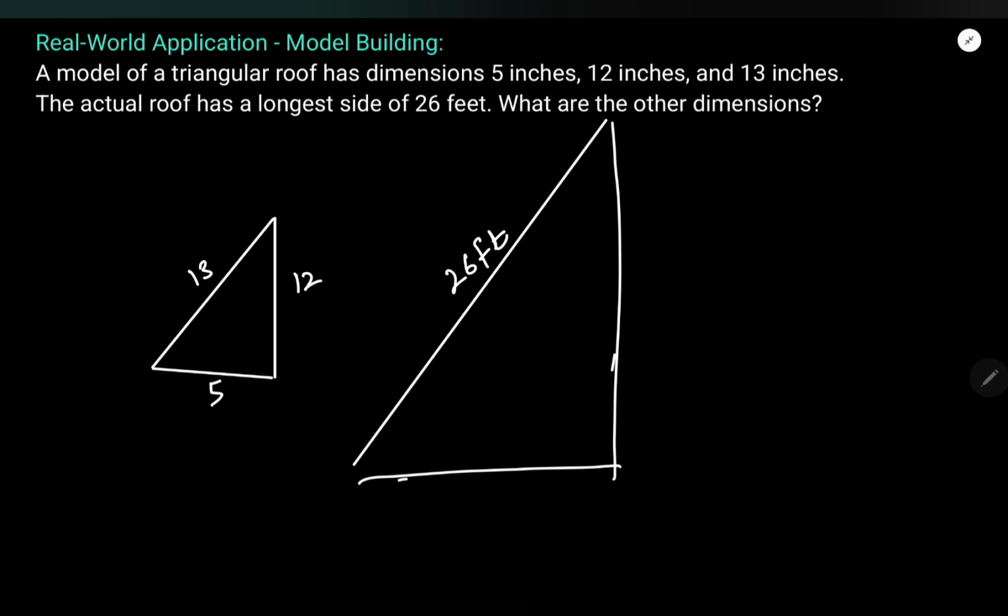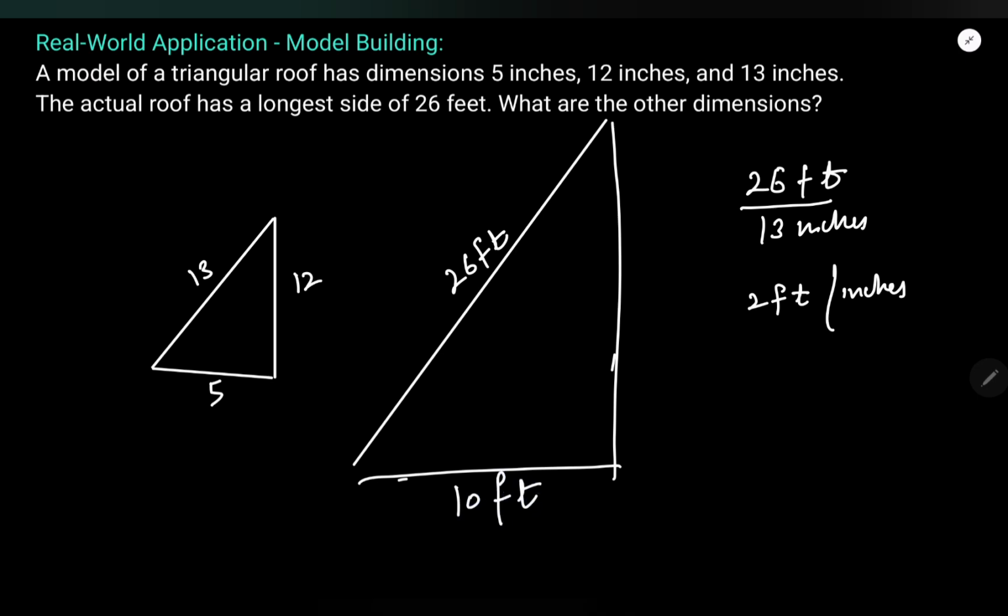So if you see, this is 26 feet, scale factor is 26 feet per 13 inches. So that means 2 feet per inch. 2 feet for 1 inch, right? So 5 inches will become 5 times 2, 10 feet. And 12 times 2 will become 24 feet, right? Because it is 2 feet.